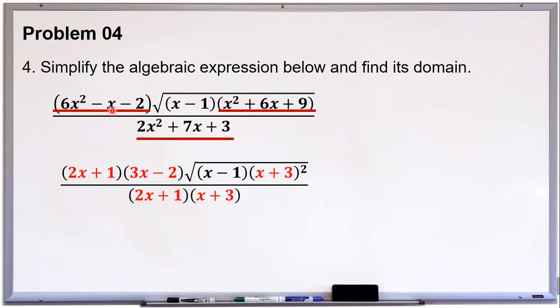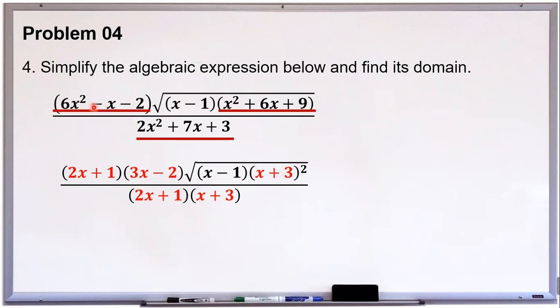Now let's start with 6x squared minus x minus 2. So the factors are 2x plus 1 and 3x minus 2. You can also check whether your factors are correct by using the FOIL method. In which to get the first term, which is equal to 6x squared, simply multiply the first terms of these two factors. So you have 2x times 3x, that's 6x squared. And to get the last term, that is negative 2, simply multiply the last terms of the given factors. So you have 1 times negative 2, that's negative 2.